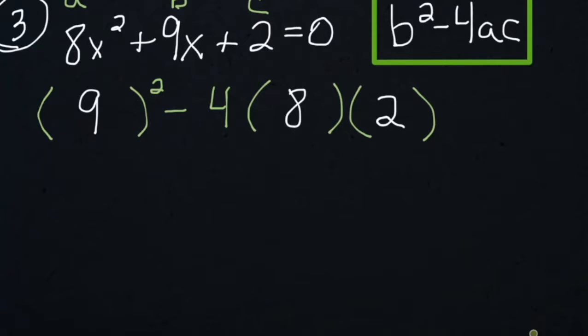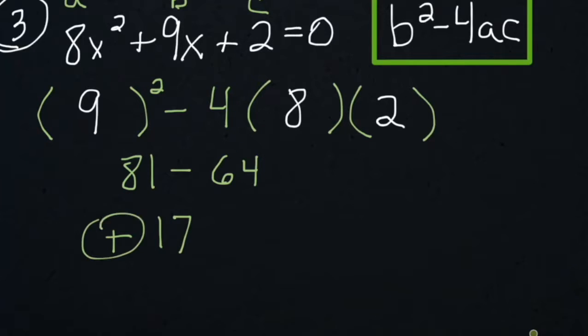What is 9 squared? 81. Alright, 4 times 8 is 32. 32 times 2 is 64. Well, 81 minus 64 is 17. That's a positive number, which means we have two real roots.